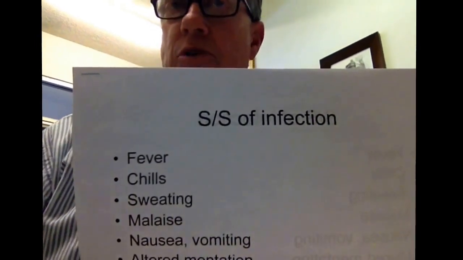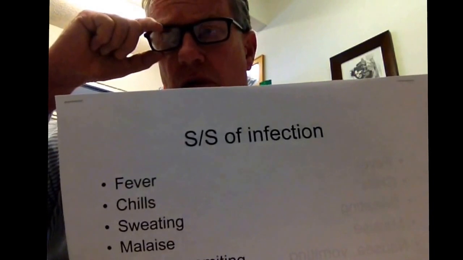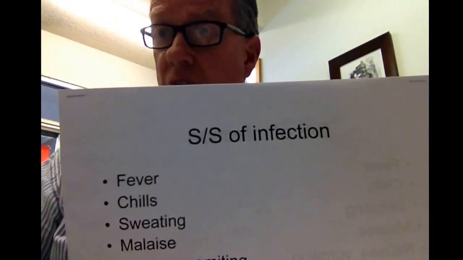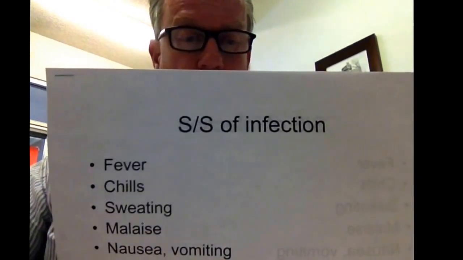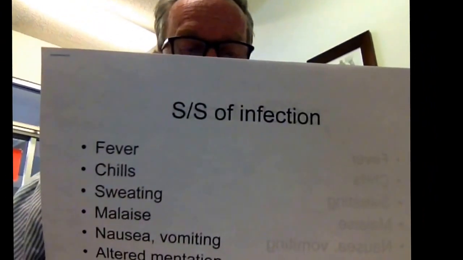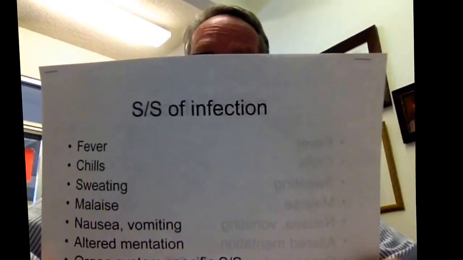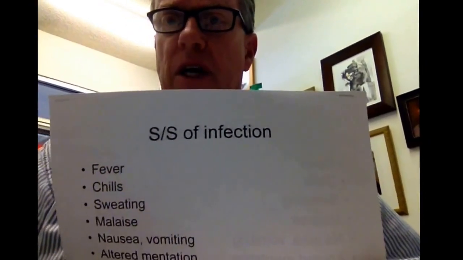We don't want the temperature to get so high that the proteins of our vital organs denature, because that can lead to necrosis. Chills are a means to get the temperature up. Sweating to cool us down. Malaise, just feel crummy, just feel lousy. Nausea, vomiting. Altered mentation, particularly in the elderly.